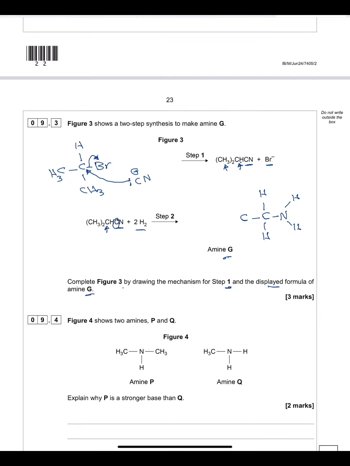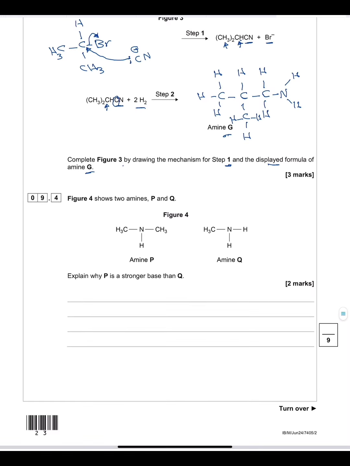So now drawing this carbon, attached to it, there is a hydrogen, and then there are two methyl groups. So they want the displayed formula. So let's draw the two methyl groups in the displayed formula like this. So this is the displayed formula of your product.